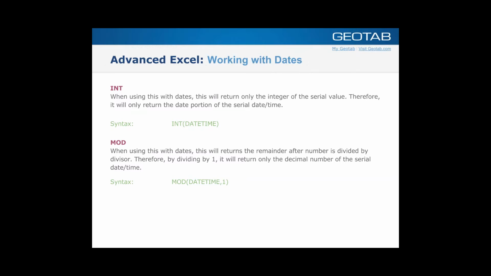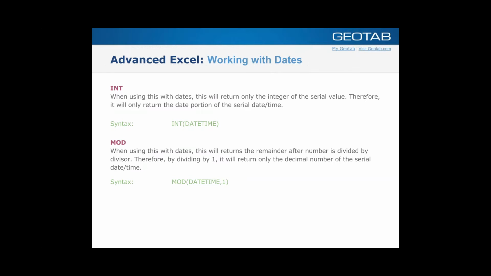So to do that, we have two formulas. The INT, which is integer, that formula is what's going to actually extract just the date portion of the serial date and time. It's just as simple as doing equals INT and then choosing the cell that has the date time in it. So as you know, in MyGeotab reports, anytime we put a timestamp or date and timestamp in a file, it's got the date and the time. So it is exactly what we've been talking about.